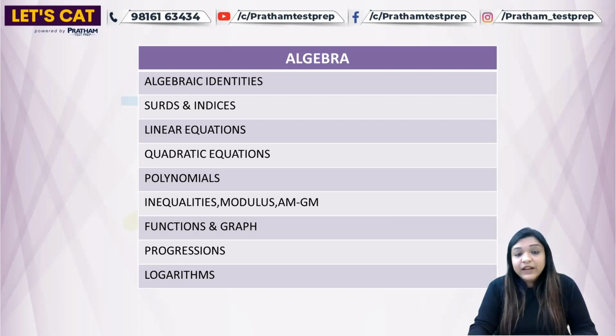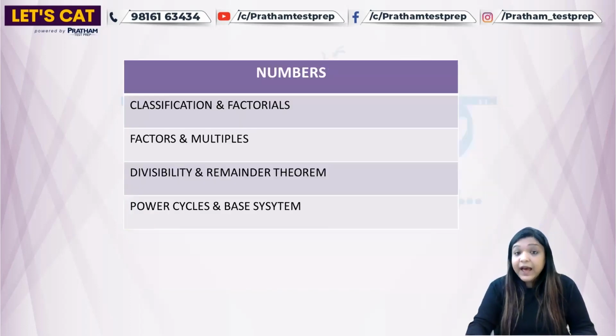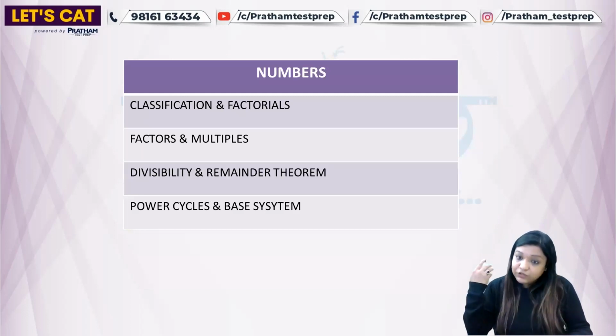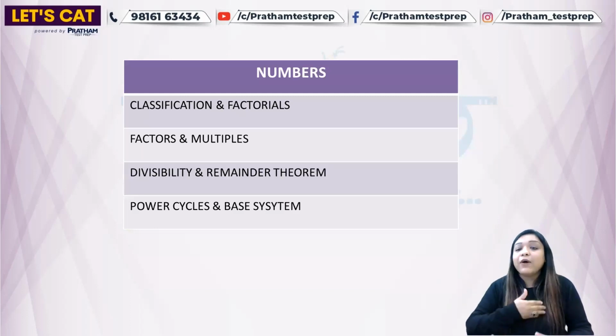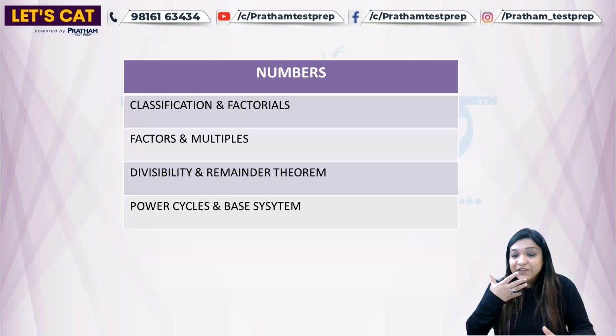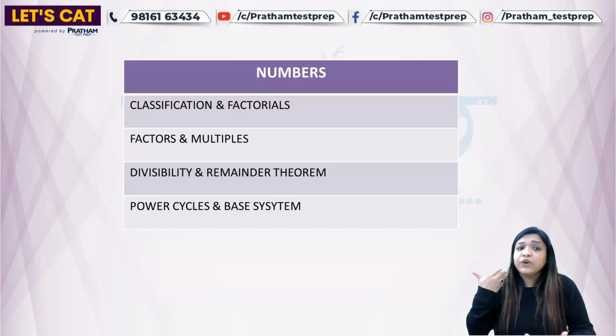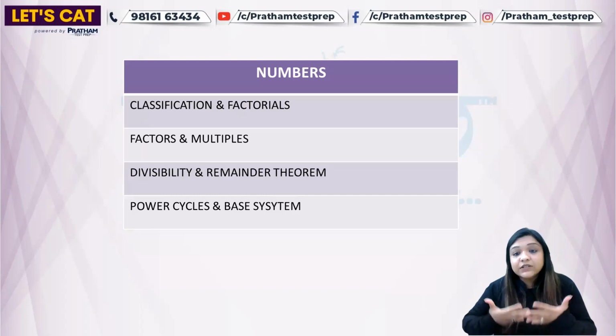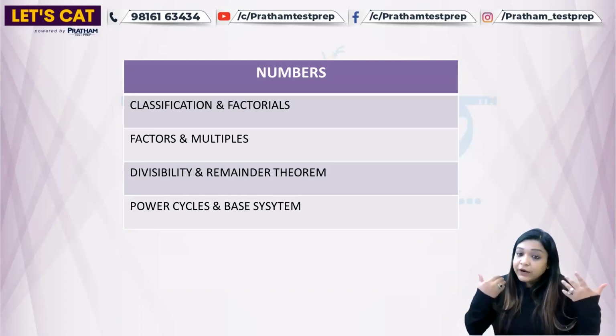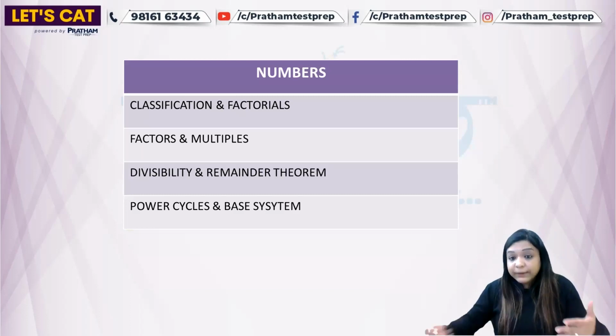राइट. After arithmetic and algebra, now my third section, which is also an important section, is all about numbers. Number system plays a very, very important role in CAT paper. They do ask questions from numbers. We are going to study what are the numbers, the classification of the numbers, the factorials part, the factors and the multiples, which is a humongous subtopic for numbers. Then we are also going to study divisibility rule, remainders theorem.